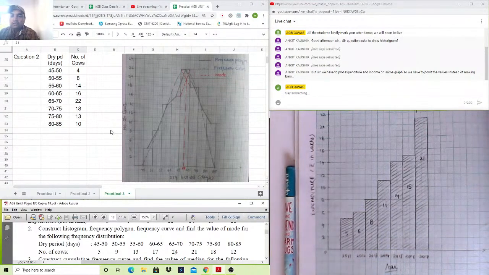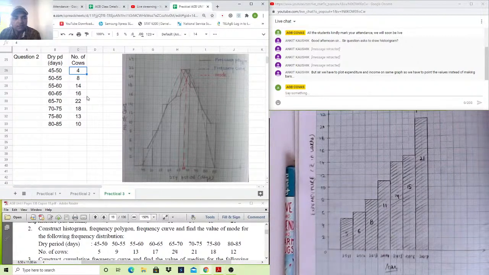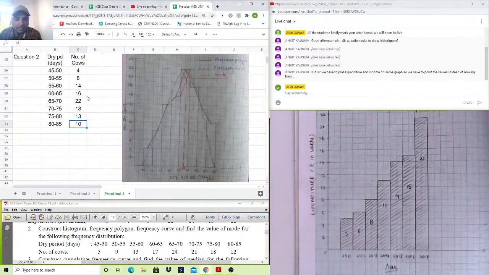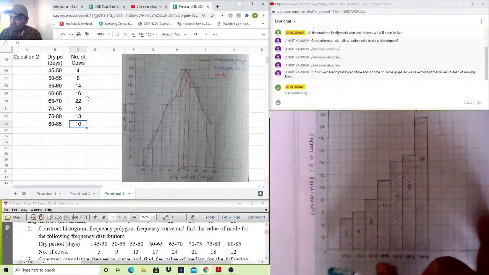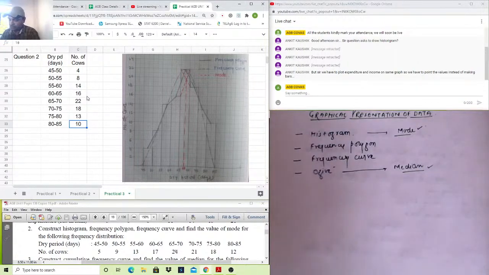So if you see, the data given in your manual and the data I have taken is different. I have taken 4, 8, then 14, then 16, then 22, then 18, then 13, and then 10. So I will be making a frequency polygon, frequency curve, and finding out the value of the mode of the curve.